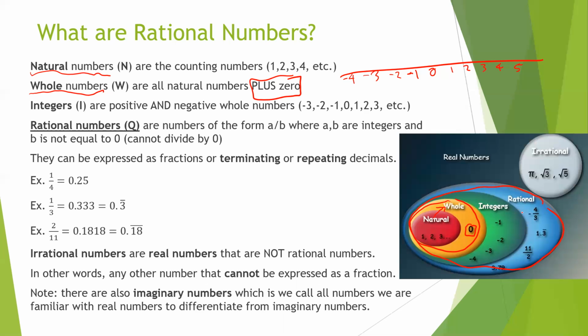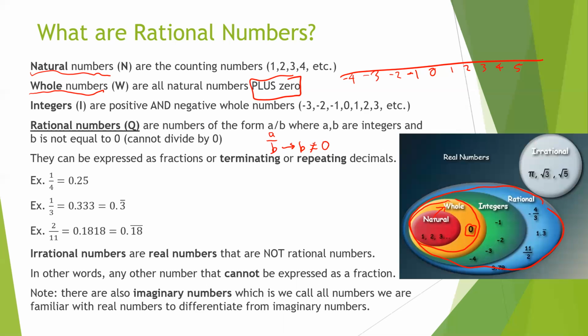And rational numbers, by definition, are numbers that are of the form a over b. So we can write it as a fraction, and a and b themselves are integers. Now there's one really special condition, and you definitely want to be careful with this. b cannot equal 0. The denominator cannot equal 0, and the reason for that, I don't want to go into too much detail, is that we cannot divide by 0.